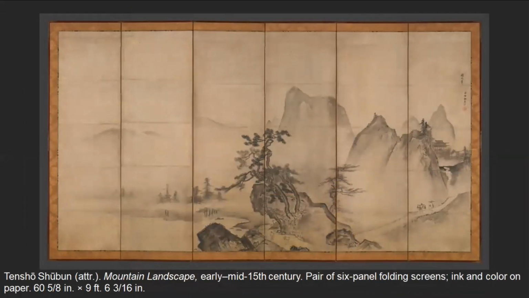And the use of proximity here from Tenshō Shūbun, the mountain landscape from the 15th century: a large grouping of information in the bottom center, as there's a very dense grouping of information here with this tree and the travelers below it, and on the right side as well, but very sparse information, a few wispy mountains in the background on the left there, and a lot of empty negative space in the top quadrant and the top left corner as well. So proximity here, creating a dense to sparse relationship.